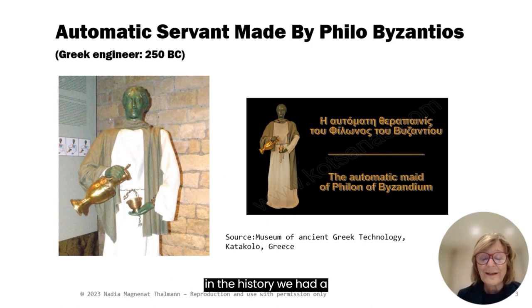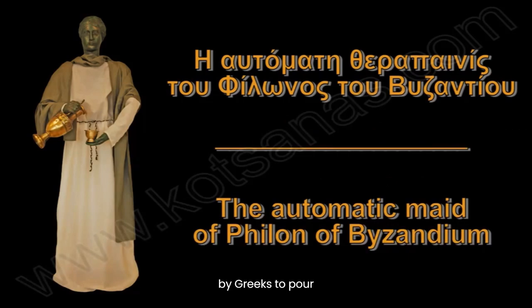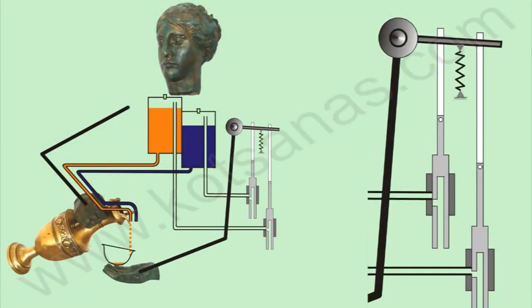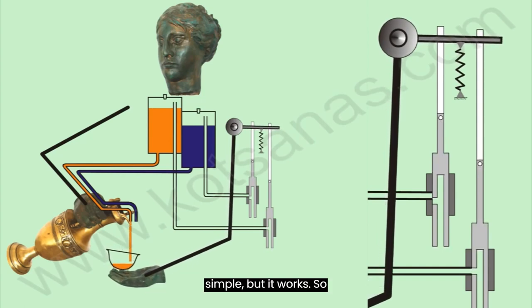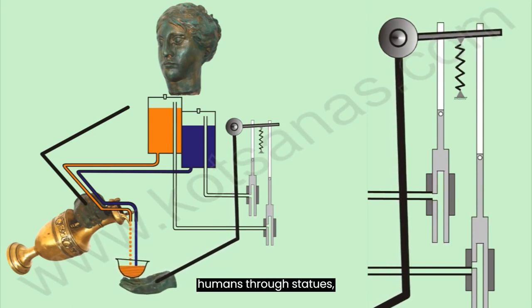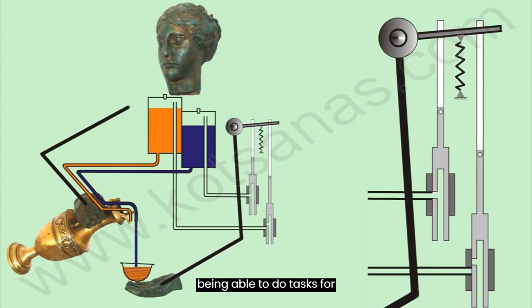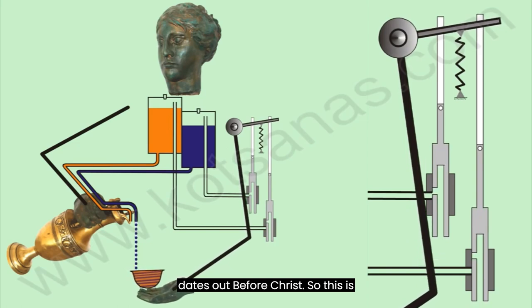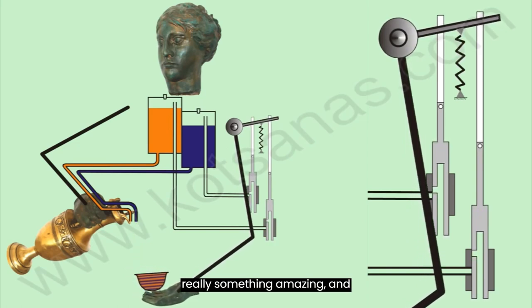So first of all, in the history, we had a mechanical robot. In fact, they were the statues that were used by the Greeks to pour water or wine for visitors. What is interesting is that 250 years before Christ, we can see that the mechanical device was simple, but works. So the idea of having humans, through statues, being able to do tasks for humans is not new. It dates from before Christ. So this is really something amazing. And this we can see in a museum in Greece, actually.